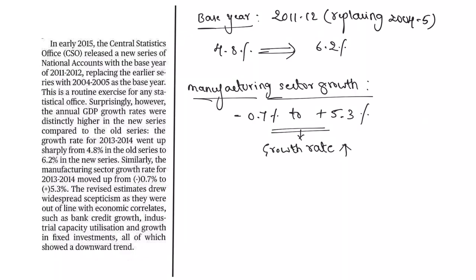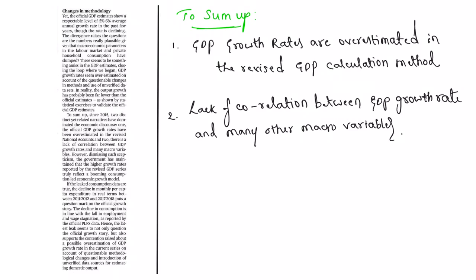And the revised estimates drew widespread criticism as they were out of line with the economic correlates such as bank credit growth, industrial capacity utilization, and growth in fixed investment, all of which showed a downward trend, but the GDP values were high. Here, the author raises two issues with respect to GDP calculation. First, he says that GDP growth rates are overestimated in the revised GDP calculation method. And next, he says there is a lack of correlation between the GDP growth rate and many other macro variables.